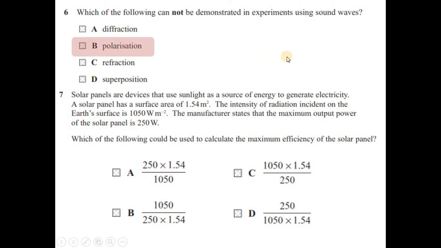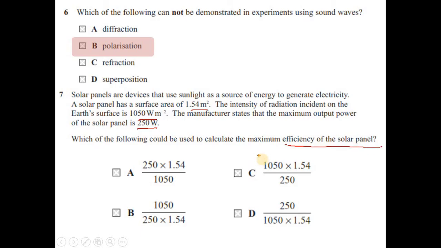Question number 7. Solar panels are devices that use sunlight as a source of energy to generate electricity. A solar panel has a surface area of 1.54 meters square. The intensity of radiation incident on the Earth's surface is 1050. The manufacturer states that the maximum output power of the solar panel is 250. Which of the following could be used to calculate maximum efficiency? Okay, so fine, this is efficiency.